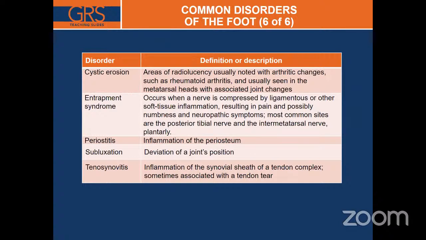Entrapment syndrome occurs when the nerve is compressed by ligaments or other soft tissue inflammation. It results in pain and possibly numbness and neuropathic symptoms, like we said a little while ago, tarsal tunnel syndrome. Most common sites are the posterior tibial nerve and intermetatarsal nerve. Periostitis is inflammation of the periosteum. Subluxation is a deviation of the joint position, and tenosynovitis is inflammation of the synovial sheath of a tendon complex. Sometimes it's associated with tendon tear.